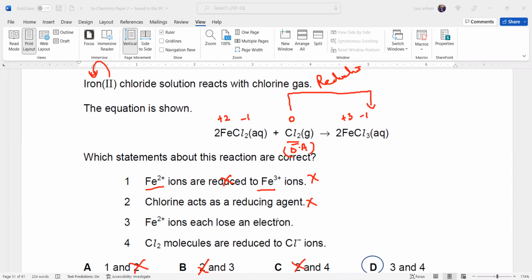And iron 2 ions each lose an electron. That's right, because plus 2 becomes plus 3. It's oxidation, which is a loss of electrons. And chlorine molecules are reduced to chloride ions. As you can see, 0 becomes minus 1. So it is a reduction. So 3 and 4 are the right statements.